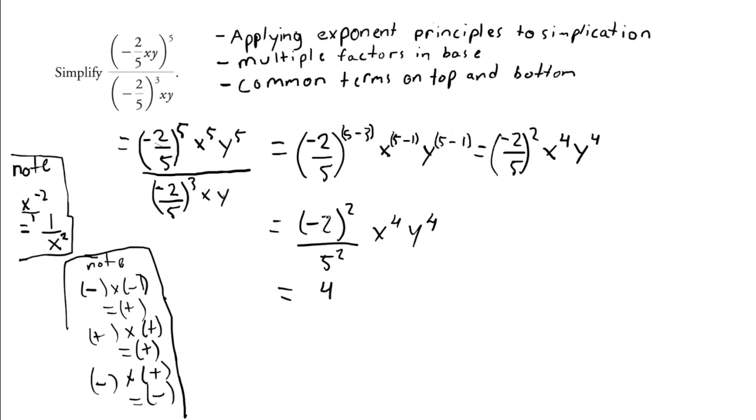And so it's going to be 4. Negative times negative is a positive. You don't have to write anything there. And the bottom, it's going to be 5 squared, which is 5 times 5, which is equal to 25. And that would be your answer right there: 4 over 25 times x to the power of 4 times y to the power of 4.